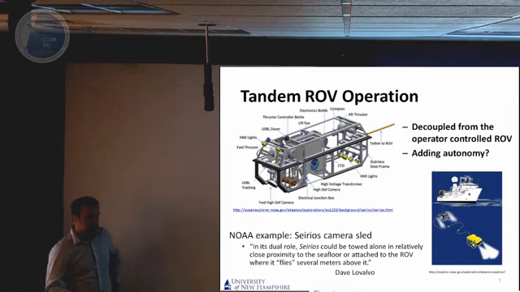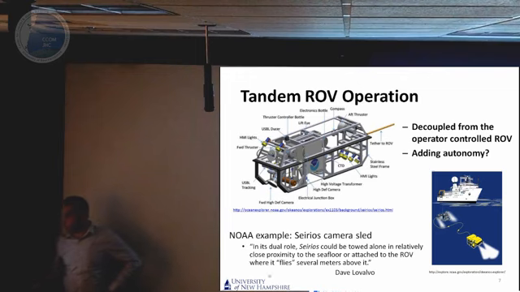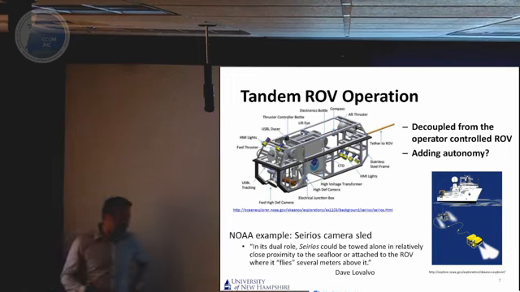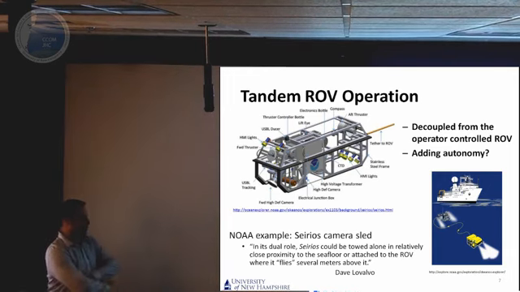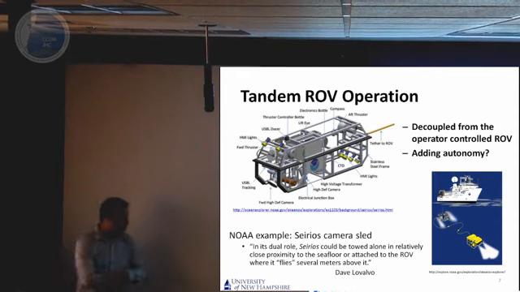So what we think is, if our system can add autonomy to NOAA's Sirius system, as can be seen in Dave Lavallee's explanation here, he states that the Sirius can fly several meters above the main vehicle, main ROV. So we can do a leader-follower system, not necessarily side by side, but in depth offset, and apply it to this kind of a system.